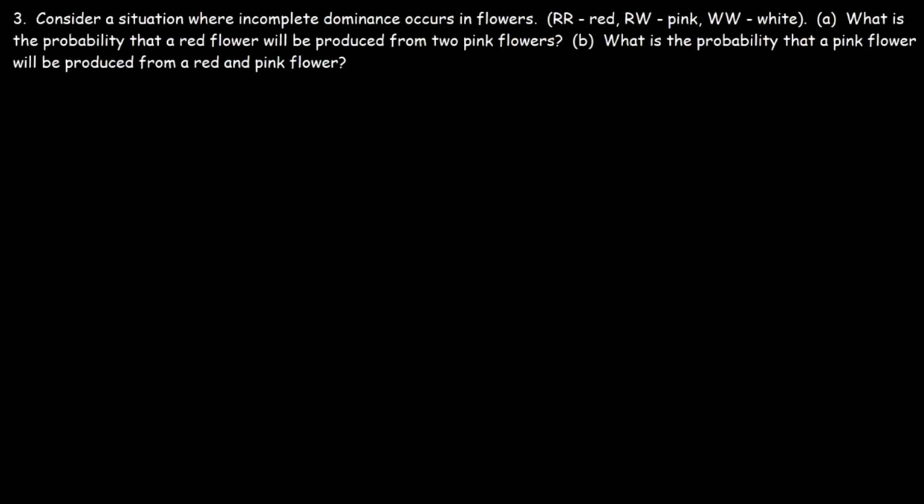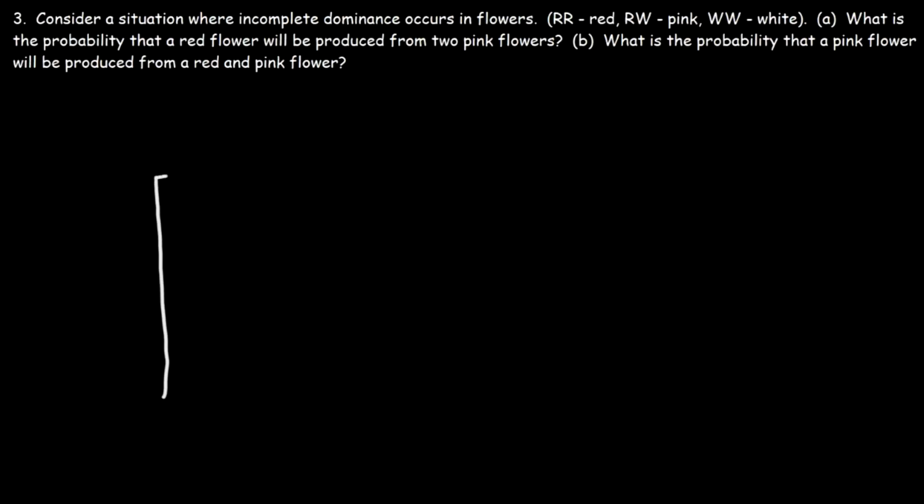Number 3, consider a situation where incomplete dominance occurs in flowers. So capital R is associated with red, capital W is associated with white, but when you have a heterozygous genotype, RW, you get something in between, in this case the color pink. So with that in mind, let's answer the question for part A. What is the probability that a red flower will be produced from 2 pink flowers?